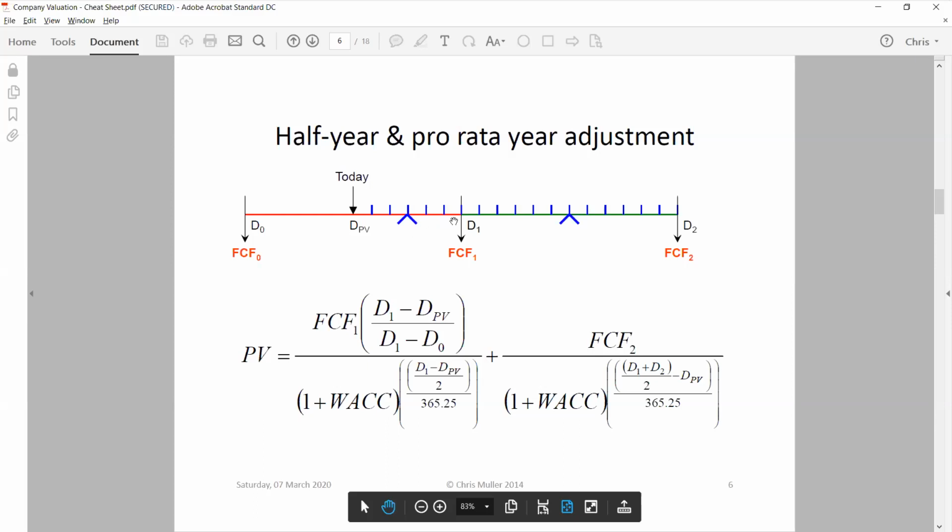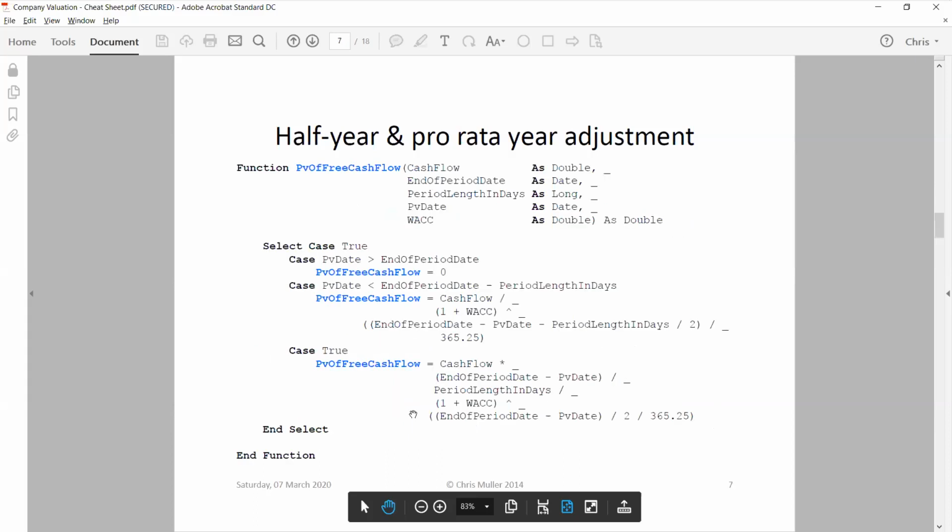And then still, you need to make not a half-year adjustment, but a half a period adjustment. In this case, 3 months. There's lots of subtracting dates and pro-rating, and it's a bit of a mess. So instead of you having to do it yourself in an Excel formula, we've made a PV of free cash flow function for you. You remember when you did the VBA functions and you dragged and dropped all of those macros? This is a function that came across. So you've got it already.